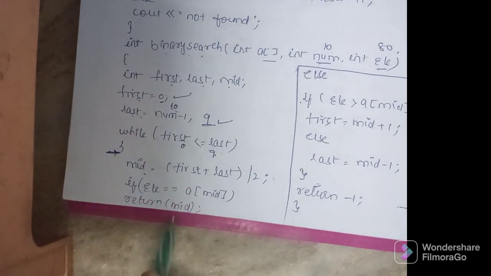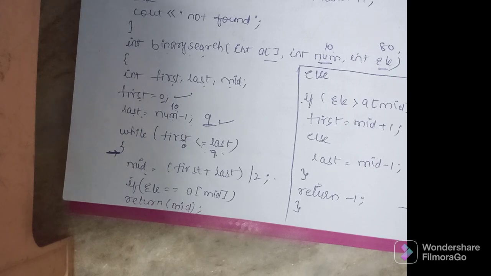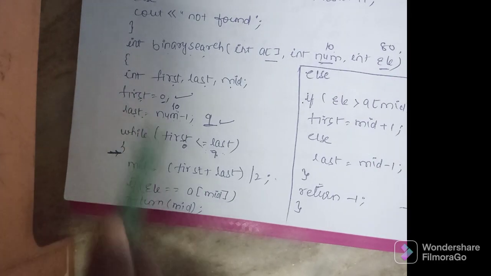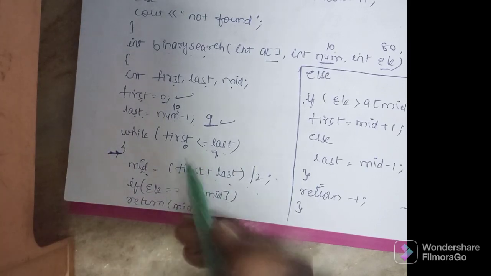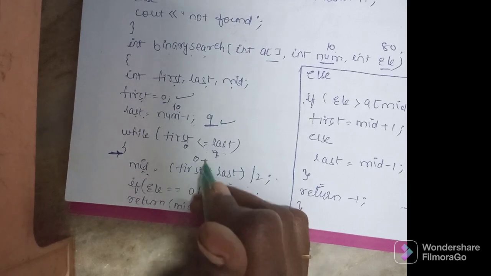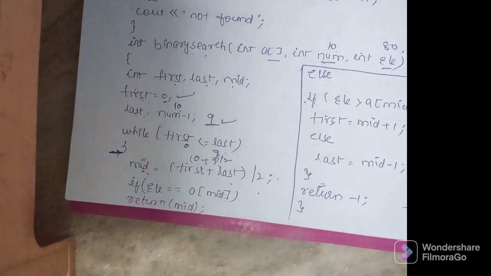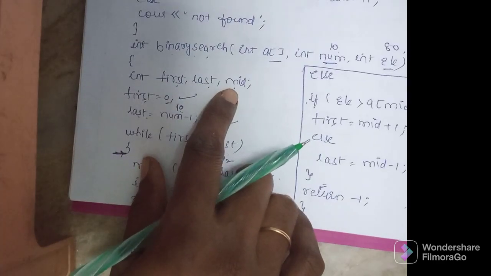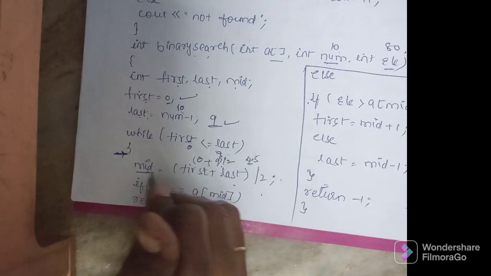Now what is the first thing of the binary search algorithm? Finding the middle element. If we have the first element and last element, we can find out the middle element. So for that I am considering first and last. Now middle is equals to (first plus last) by 2. First is 0, last is 9, so 9 by 2. That means 4.5, but we are considering mid as an integer, so it takes the value as 4. So the middle position is 4.